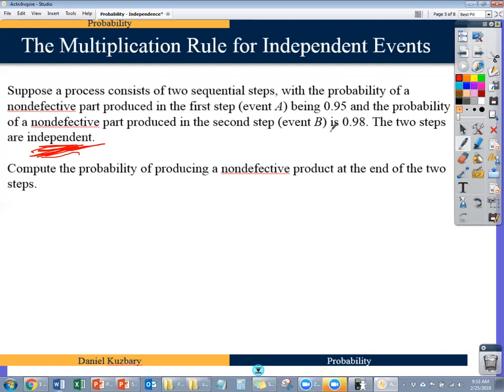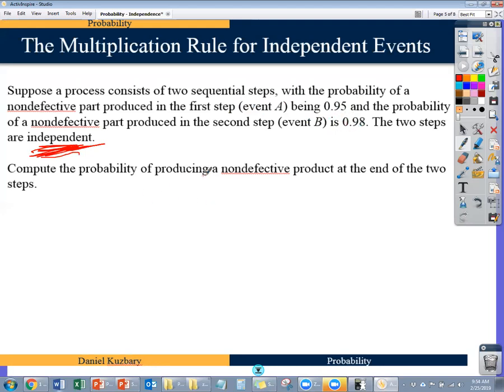So on that last video I made with conditional probability, we had a tree diagram, and the branches ended up having different probabilities based on whether the product was defective or not. This is not the case. So if you produce a non-defective product on the first step, you still have a 2% chance of producing a defective product on the second step. They're independent of each other.